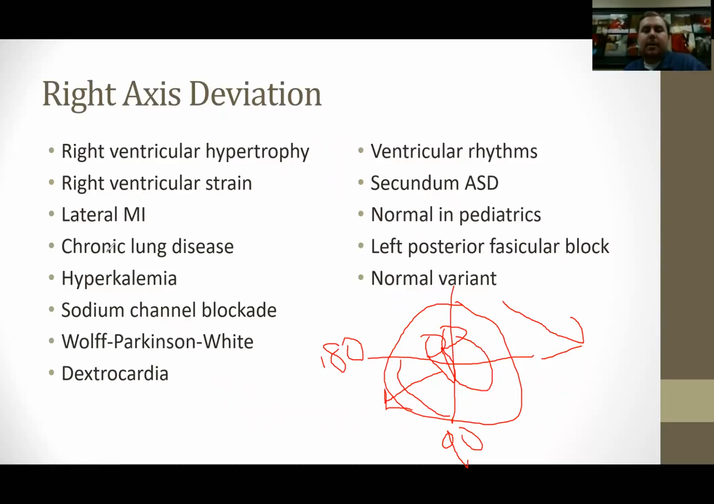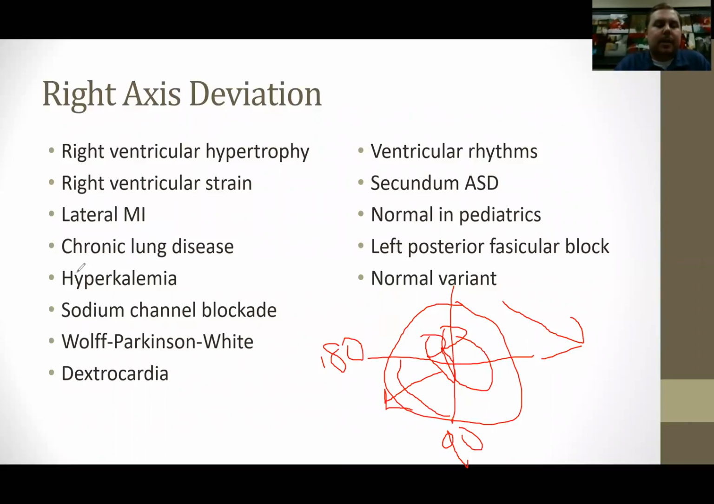Chronic lung disease is going to do kind of the same thing as right ventricular strain. It's going to make it harder and harder for the right ventricle to pump. So like in COPD, you're going to have hyperinflation of the lungs, and that's going to compress those pulmonary arteries and make it harder for the ventricle to pump into those pulmonary arteries.